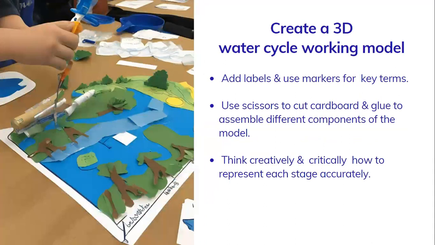And label with markers all the key terms. Use scissors to cut cardboard and glue to assemble different components of the model. Think creatively and critically how to represent each stage accurately.